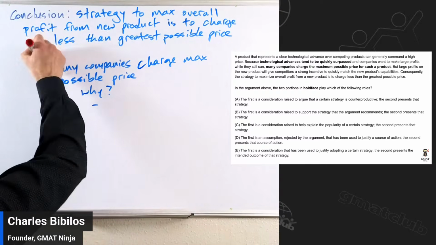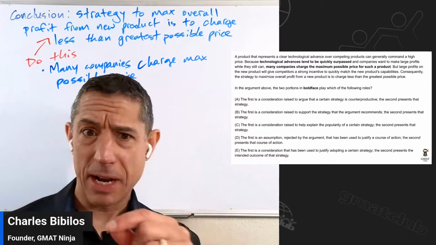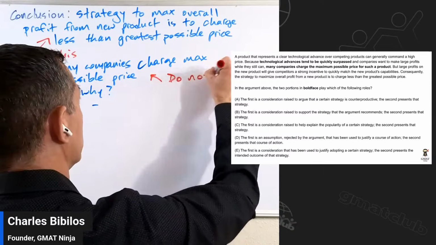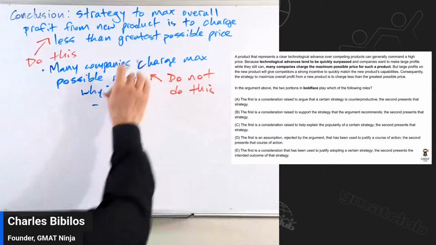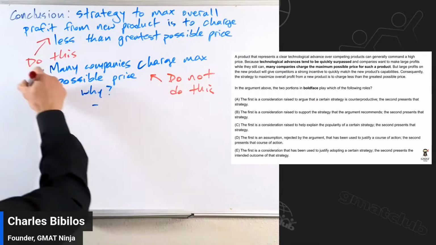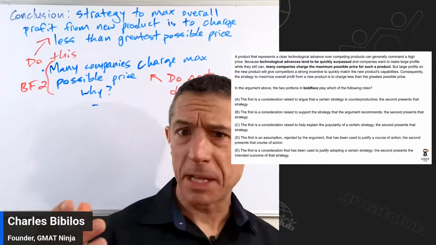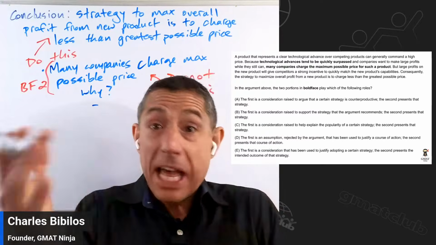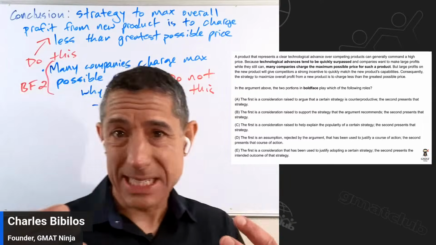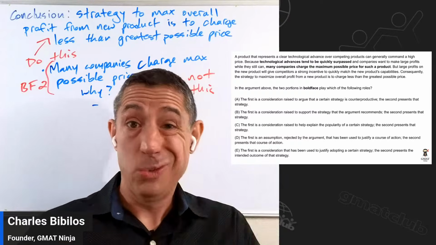And what's the argument really saying? The argument's saying, do this, right? So charge less than the greatest possible price. Do not do this. So many companies charge the maximum possible price. Don't do it. Charge less than that. Okay. And this, by the way, is our Boldface 2 right here. So many companies charge the maximum possible price. Well, how's that related to the conclusion? It's the opposite of the conclusion, right? Here's the conclusion. Don't do this. This is kind of the opposite. Well, not the opposite exactly, but this is what companies are doing. The argument is saying, don't do that.